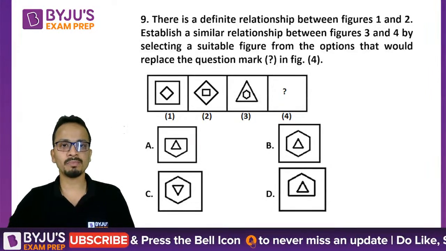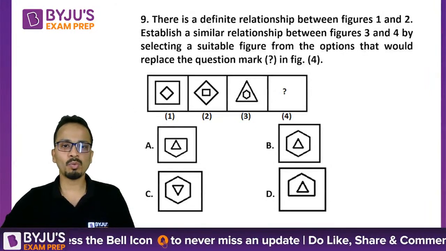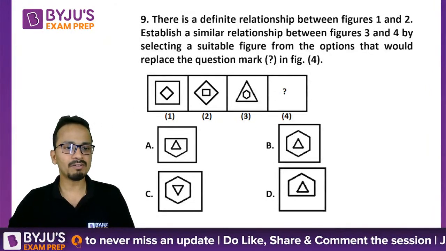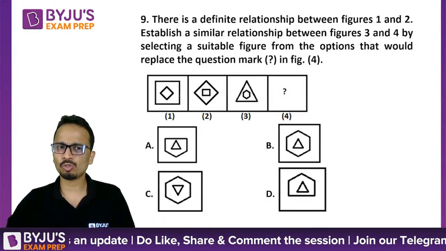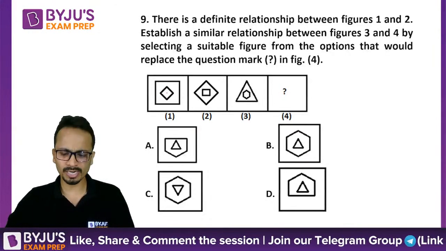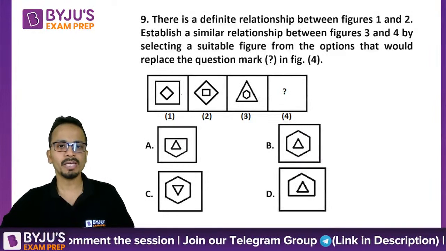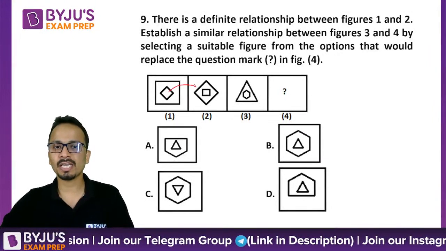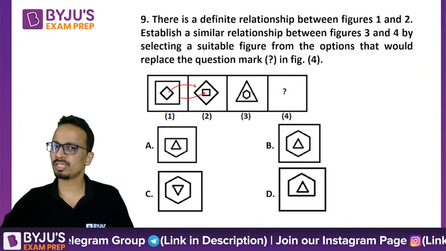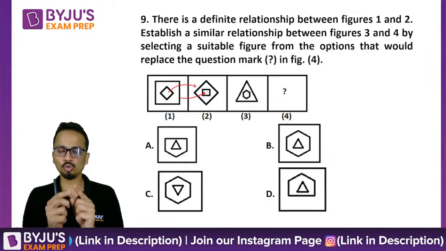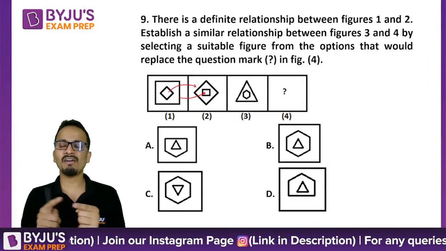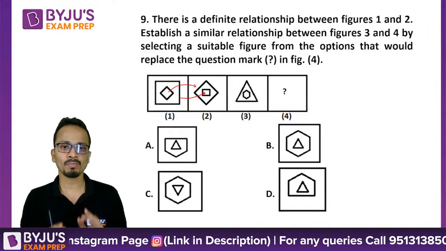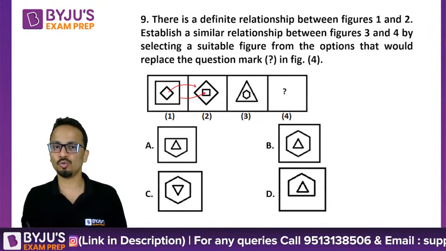All right, so question number 9. In figure number 1, I have a square outside and inside I call it a diamond, let's say. The diamond has gone outside and the square has gone inside. This is what has happened. So the two shapes have interchanged their positions from figure number 1 to figure number 2.